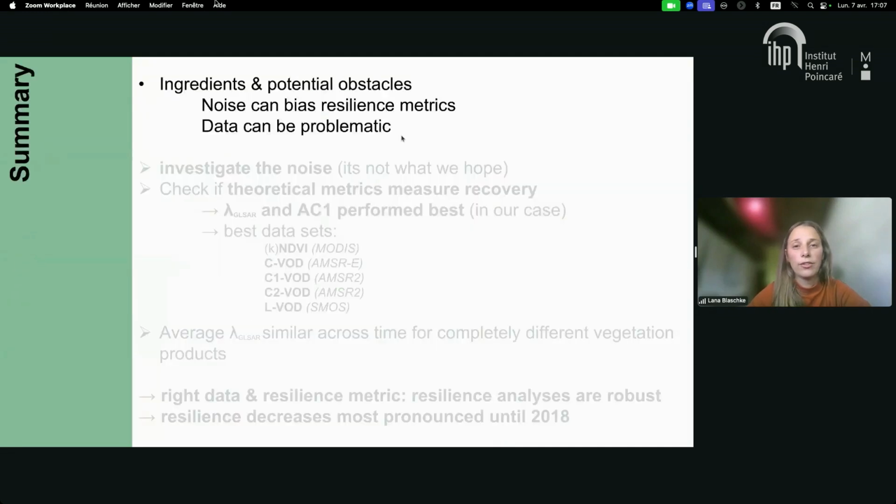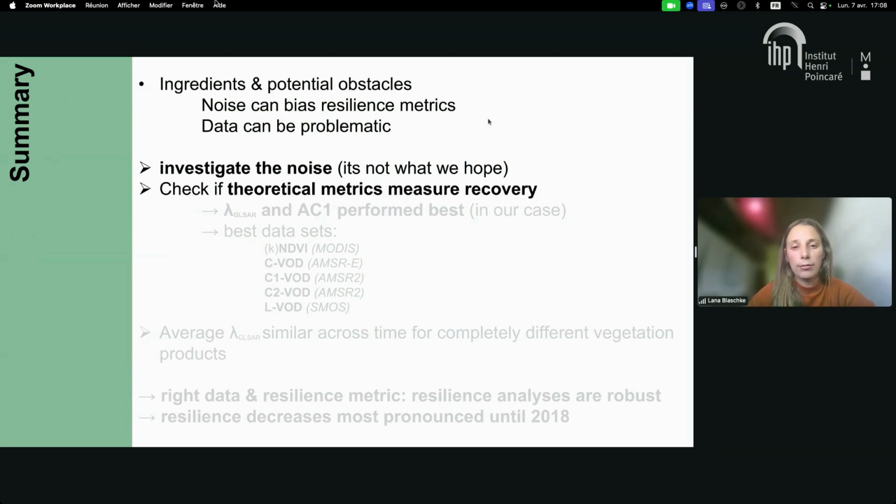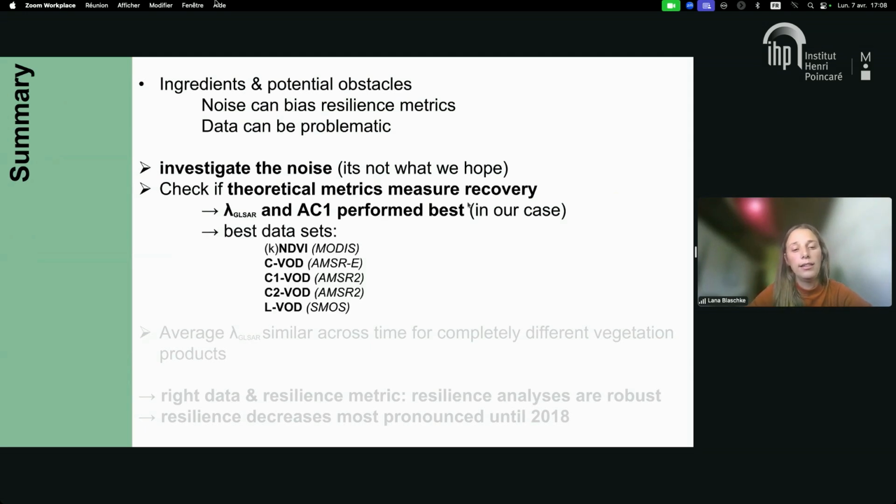We will now conclude with a short summary. We started with the ingredients and the potential obstacles and saw that noise can bias the resilience metrics and data can be problematic. So the first idea was to investigate the noise. And we found that it's not really what we would hope for from a theoretical perspective of resilience analysis. Next we checked if the theoretical metrics actually measure recovery, and we found that lambda GLSAR and AC1 perform best, at least in our case. And also in our case, the 5 best data sets were these 5.